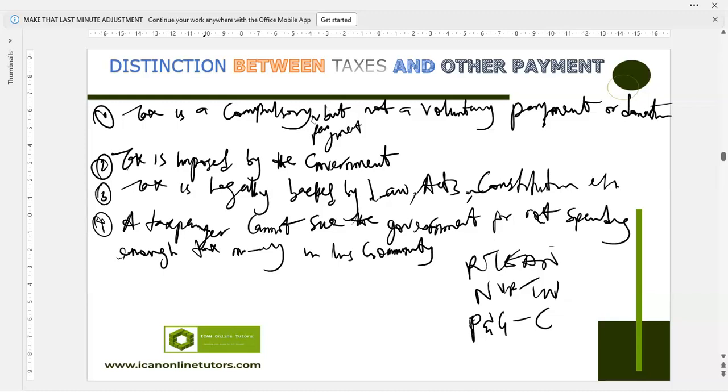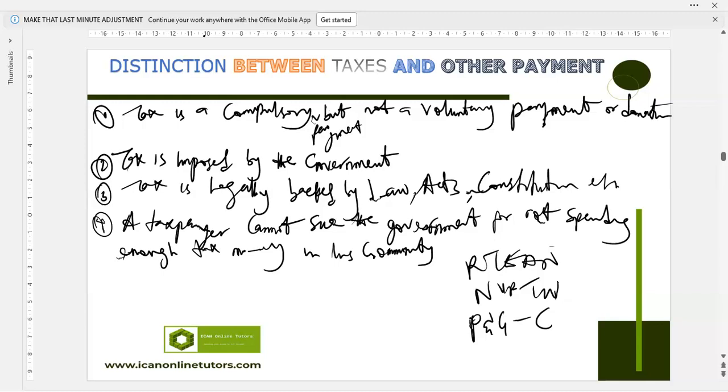Even if you pay 100 million as tax, you cannot sue the government for not spending everything in your area. Just imagine what is happening now. Most of the huge tax revenue in Nigeria is from the south. Nigeria is divided into two: we have the north and we have the south.